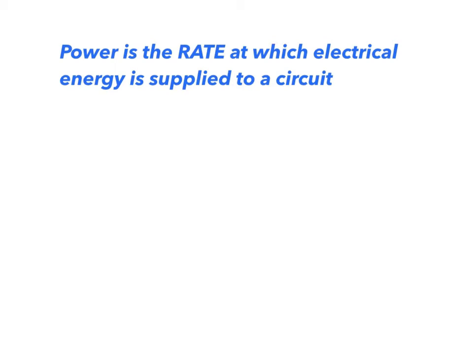Definition, and this should be familiar to us from January. Power is the rate at which energy is used, or the rate at which work is done. In the case of electricity, we would say power is the rate at which electrical energy is supplied to a circuit.